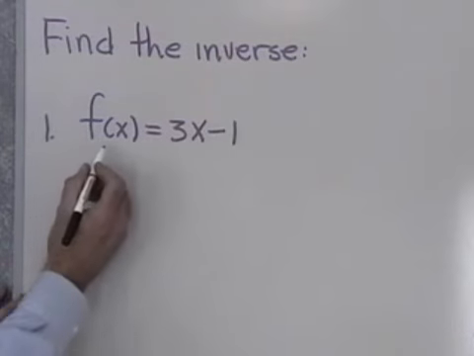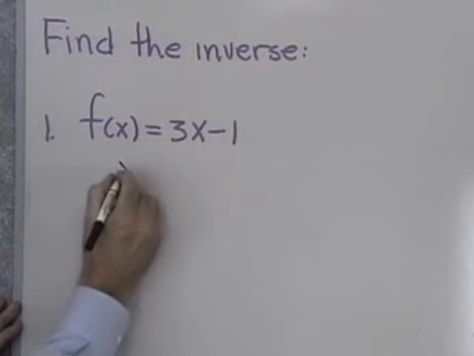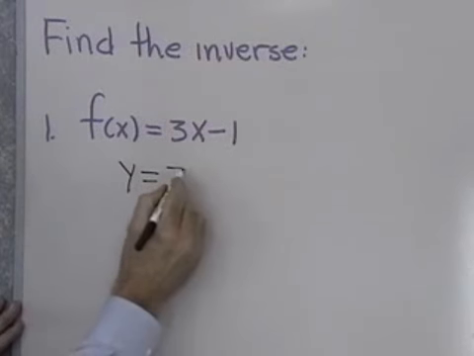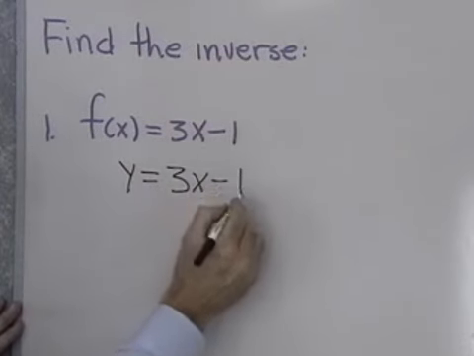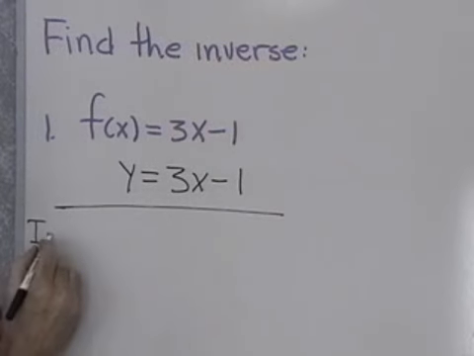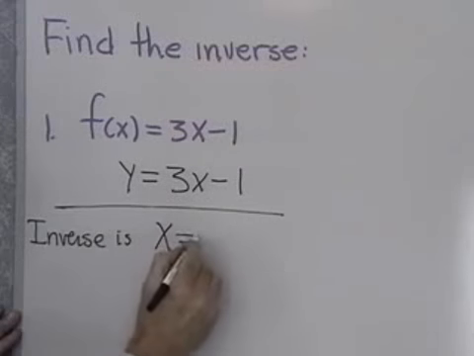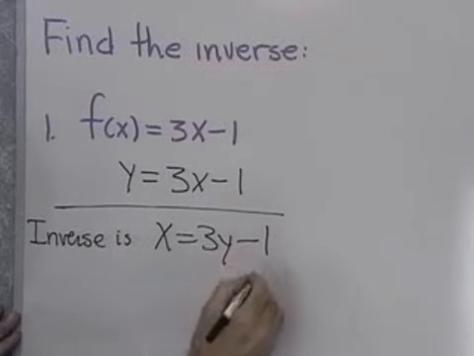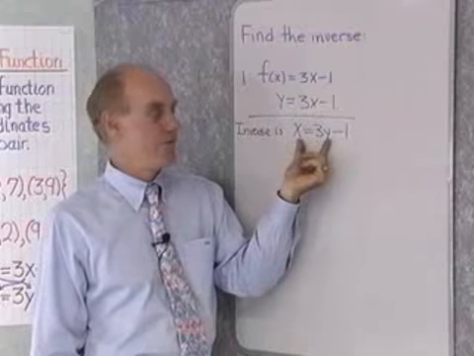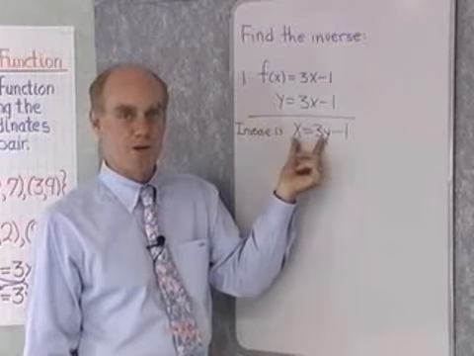For example number 1, I have f of x is equal to 3x minus 1, and I want to find the inverse. Well, I'm going to go back to my notation for y, and that is I'm going to write y equals 3x minus 1. Now, to find the inverse is x equals 3y minus 1. So this is my original equation right here. Now this is the equation of the inverse. And I find the equation of the inverse by simply exchanging x and y in my original equation.